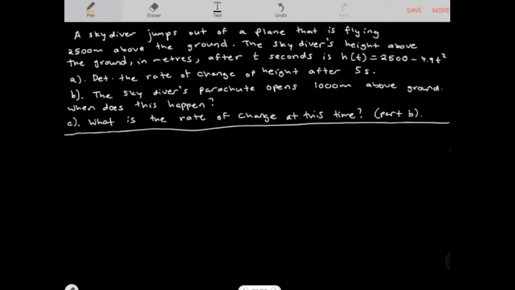Alright, let's take a look at an application question. A skydiver jumps out of a plane that is flying 2,500 meters above the ground. The skydiver's height above the ground in meters after t seconds is h(t) = 2,500 - 4.9t². Let's first determine the rate of change of height after 5 seconds.